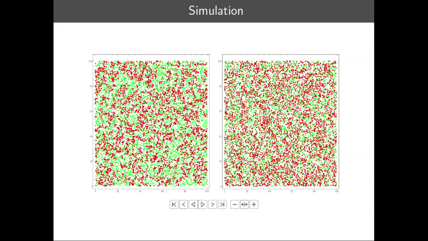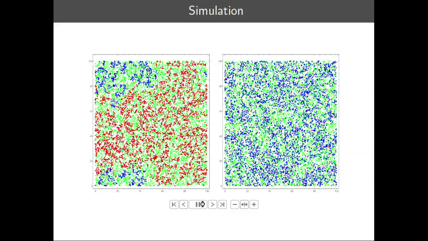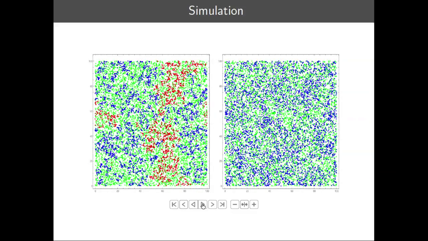So I'm going to show you a simulation here. The red dots here are representing occupied patches, the green dots unoccupied patches. And I'll introduce blue, which is the infection. The only difference between these two squares is the migration range of the host population. So we see that, well, it happened very quickly, but the infection spread much more quickly in this square with the longer migration range. Although the infection did spread in this square too, it was a different kind of process.